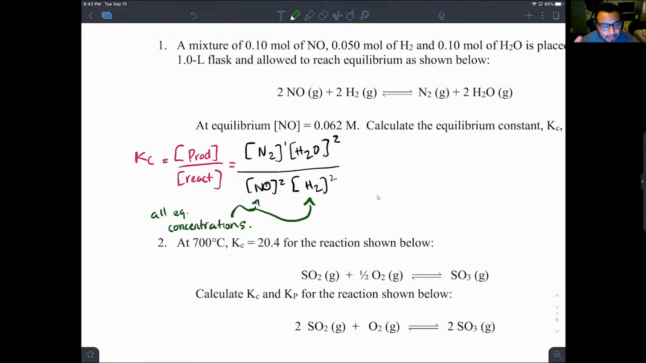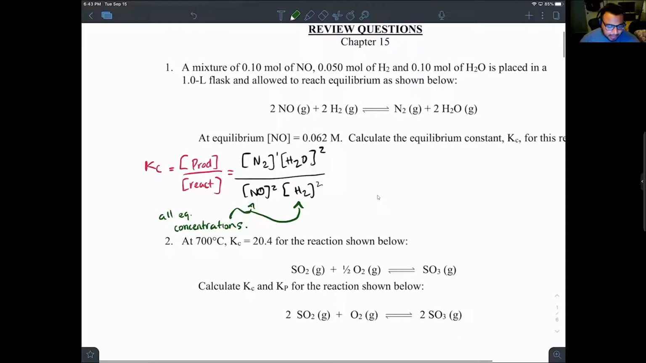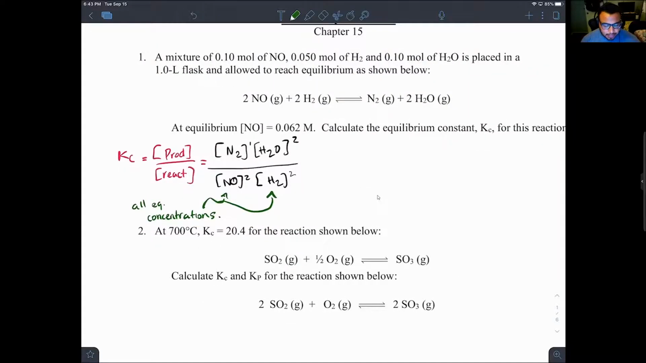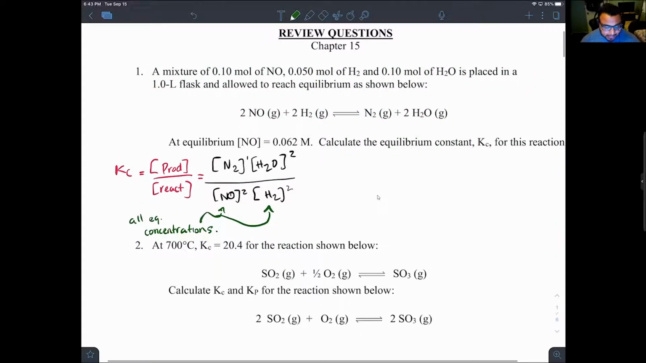So what does that mean? Let's take a look at our problem again. We have a mixture with initial conditions of 0.1 mole NO and H2, and it's allowed to reach equilibrium. So it says at equilibrium you're given your concentration of NO. Oh, so that means we know this component. We know the NO. We just don't know everything else.